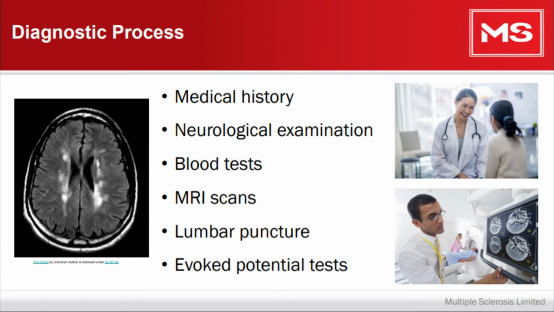And evoked potential tests, that's where we are measuring the time that it takes for signals to travel from the brain. Let's say you wanted to move your hand, and in a person with MS, that will most likely be slower.